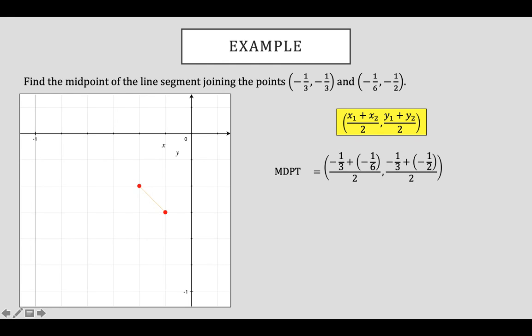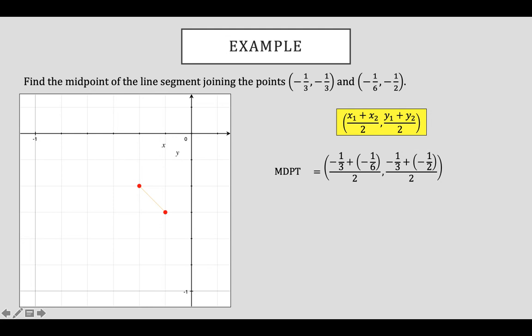Now, when we are adding fractions, we need to get a common denominator. Our least common denominator in this case is going to be 6. So that means I need to rewrite negative 1/3 with a denominator of 6. To do that, I can multiply this fraction by 2 over 2. Negative 1/3 is the exact same thing as negative 2/6. So that's negative 2/6 plus negative 1/6 would give me negative 3/6, which is the same thing as negative 1/2.